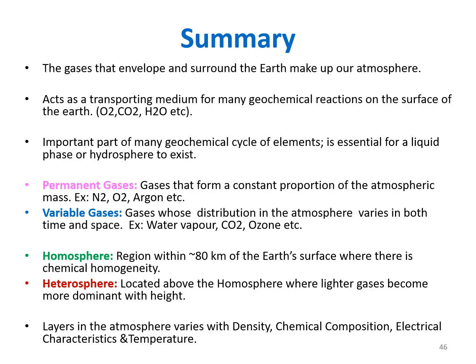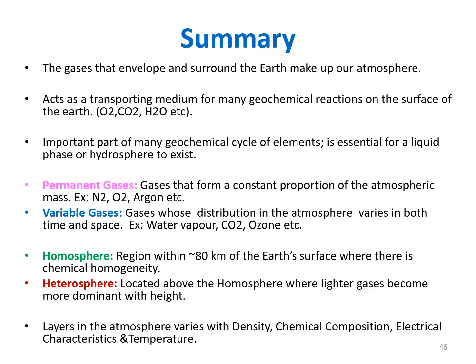There are permanent gases and variable gases. Permanent gases are the gases that form a constant proportion of the atmospheric mass, like nitrogen, oxygen, argon, etc. And variable gases are gases whose distribution in the atmosphere varies in both time and space, like water vapor, carbon dioxide, and ozone, etc.